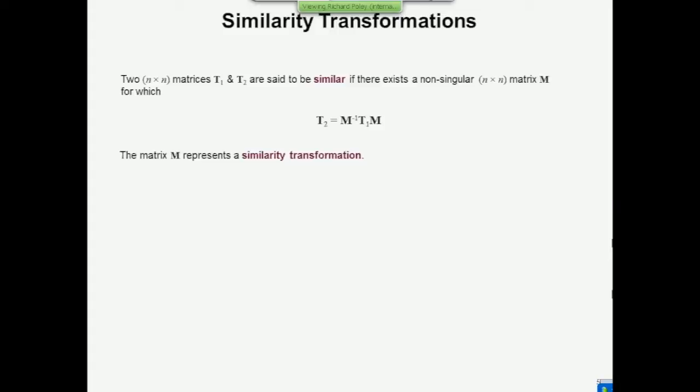In particular, T2 is equal to M to the minus 1 times T1 times M, where M is a similarity transformation. It transforms a matrix from one coordinate frame into another coordinate frame. It has a very specific form, doesn't it? You see the matrix M, it must be square, it must have the same dimensions as T, because T2 has the same dimensions as T1. But M to the minus 1 times that times M, when you see that, think similarity transformation. It's going to come in just a second.